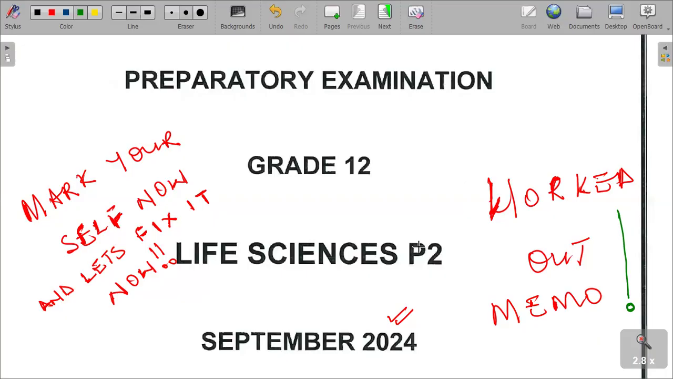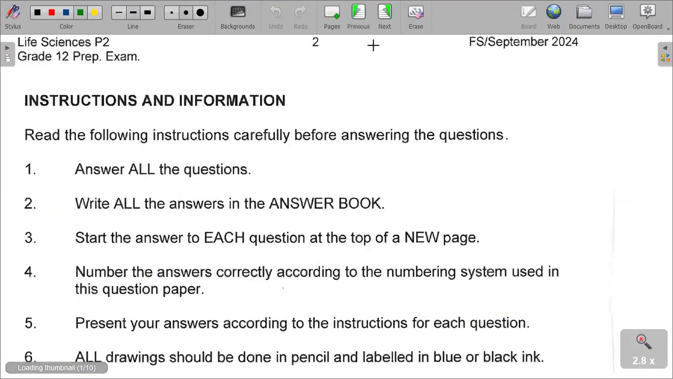Without wasting any time, this is our paper, Life Science Paper 2, September 2024, which was written yesterday. So let's mark it fresh and really do our best. Let's just go to our questions.